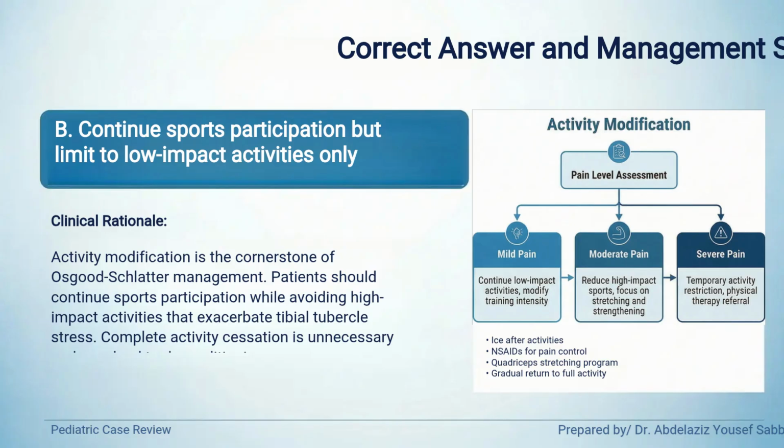The recommended conservative approach includes applying ice after activities to reduce inflammation, using nonsteroidal anti-inflammatory drugs for pain control, implementing a dedicated quadriceps stretching program, and planning a gradual return to full activity as symptoms allow. This balanced approach maintains physical fitness while allowing the apophysis time to heal.